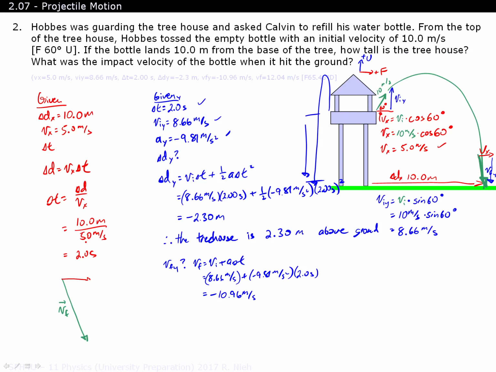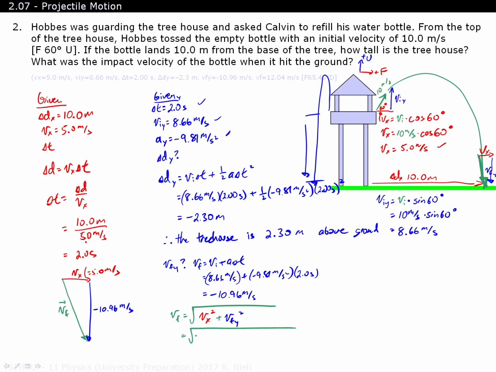That's based upon two parts. Your Vx, which still remains at 5 meters per second, and your final velocity vertically, which now we've calculated out that it's falling at 10.96 meters per second. So to solve for your Vf, as this is the hypotenuse, we need to use the Pythagorean theorem. Vf is equal to the square root of Vx squared plus Vf in the y dimension squared.